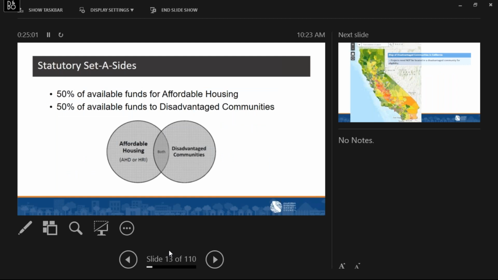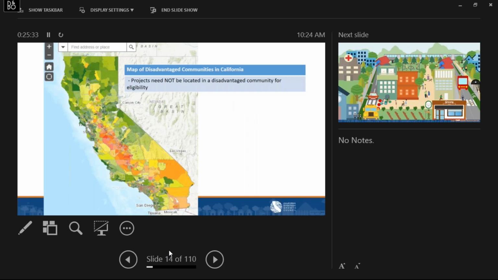As I mentioned earlier, we have a couple of statutory set-asides. The first of those is that 50% of the available funds must go towards affordable housing. So that includes any AHD or HRI costs, and that's actually why we put in those new requirements on the minimum amount of funding that has to go towards housing in every project. And then we also have a requirement that 50% of the available funds must go towards disadvantaged communities, which I will explain in just a moment.